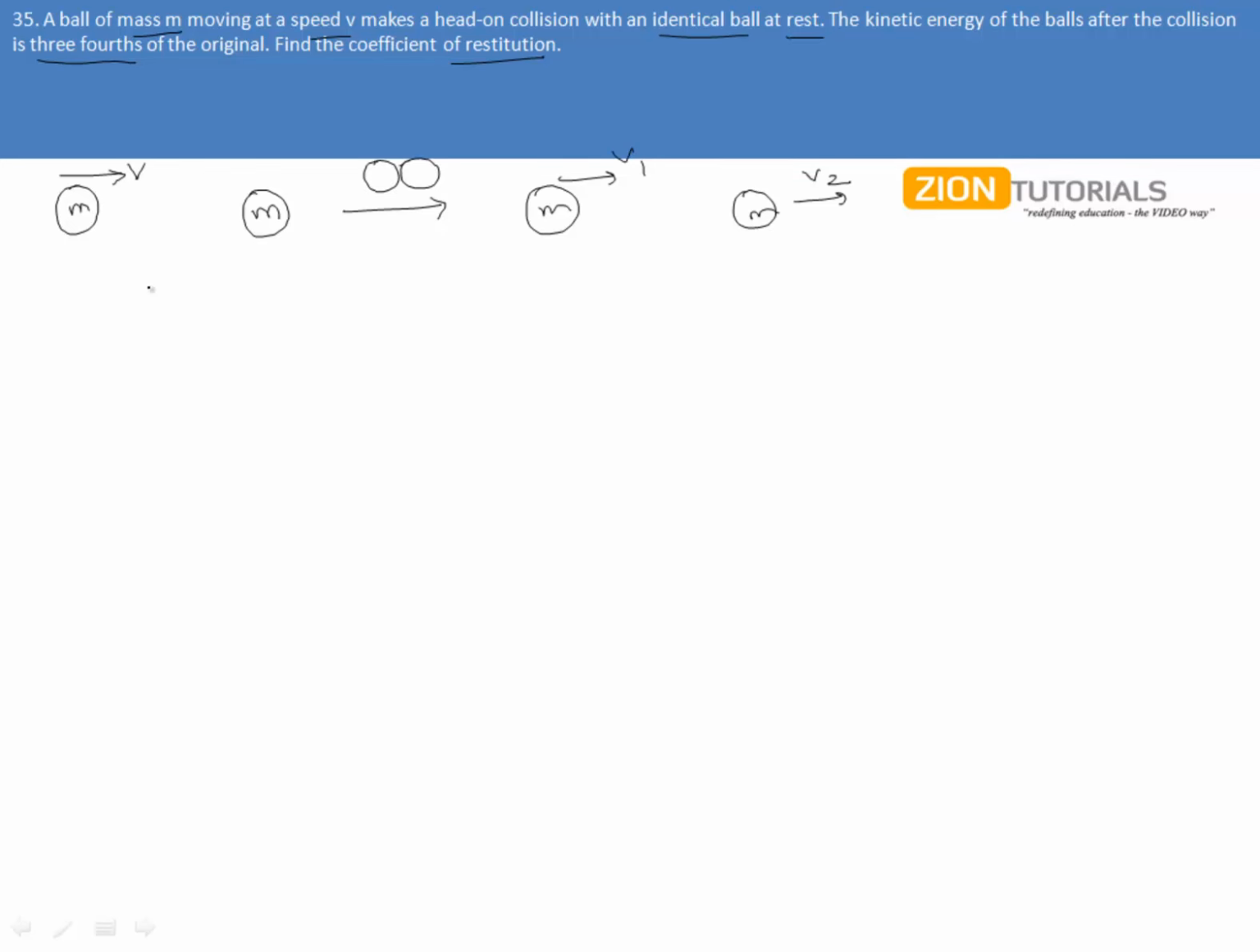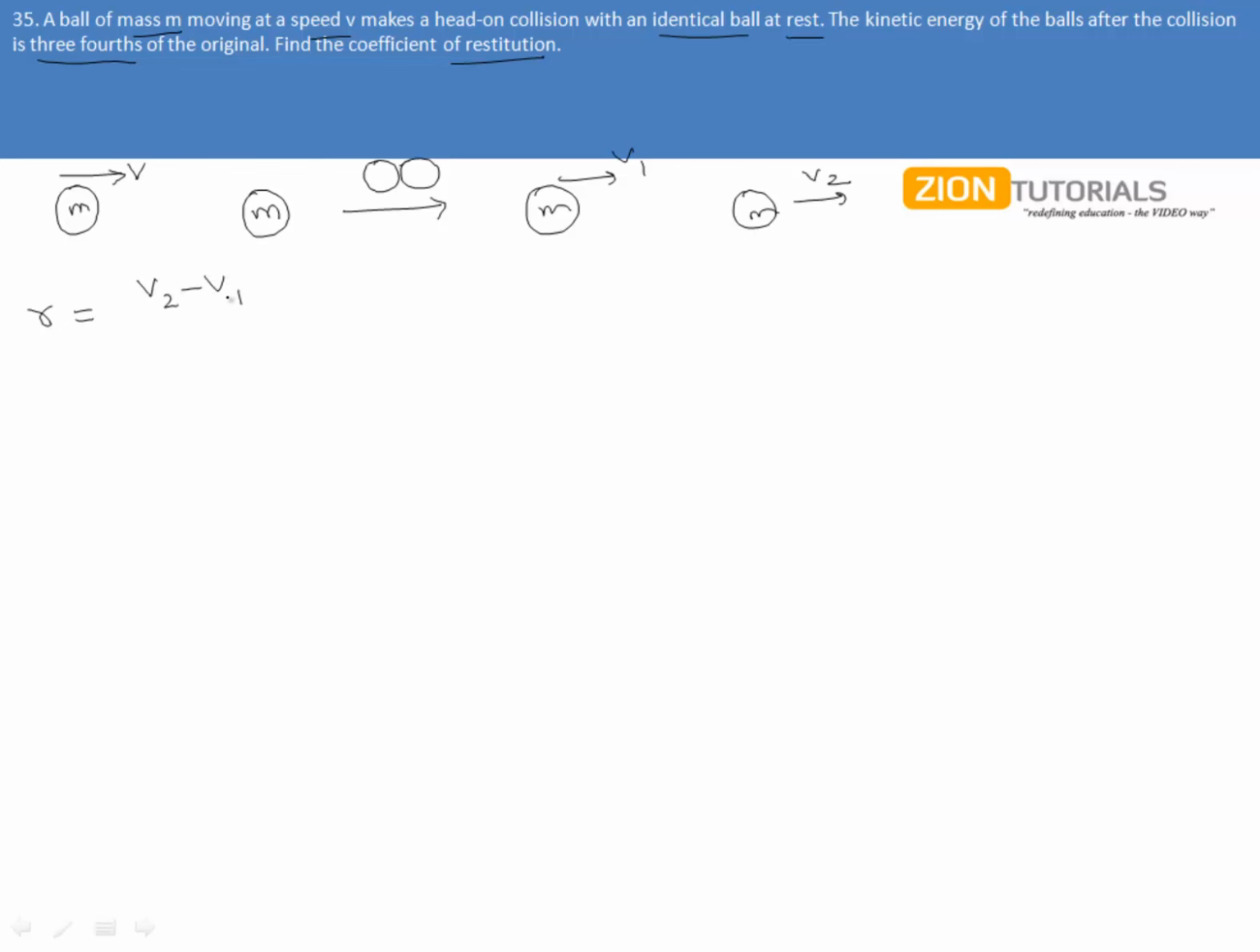coefficient of restitution, and we know that the coefficient of restitution is velocity of separation upon velocity of approach. Now velocity of separation is basically v2 minus v1, upon velocity of approach, which is this, that is v.